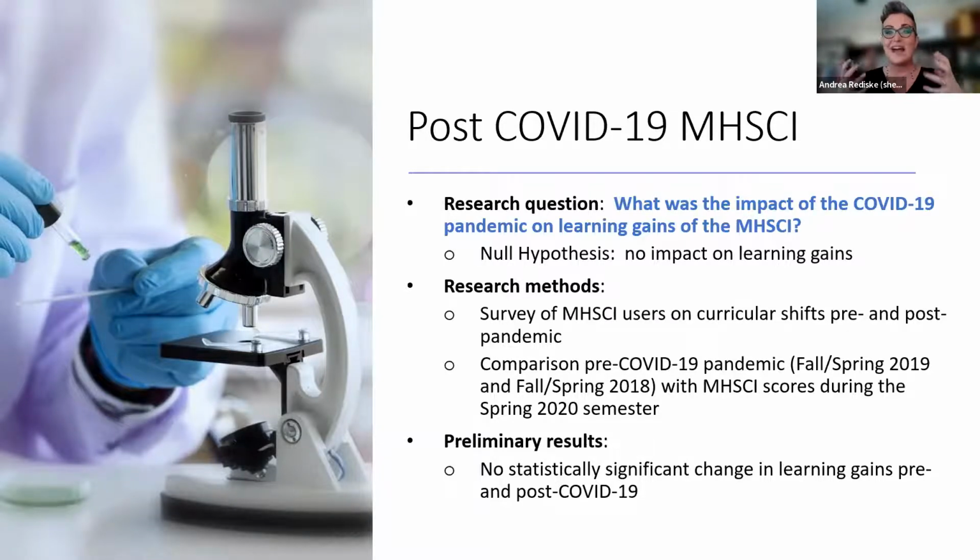Again, we had this just vast data pool from the MHSCI. We looked at the pre-COVID pandemic years, the fall and spring semesters for 2018 and 2019. And then we looked specifically at the spring 2020 semester. And interestingly, and really surprising to both of us, we didn't see any statistically significant change in learning gains. In fact, students seemed to have done better on the MHSCI post-test. So that was really, really interesting.